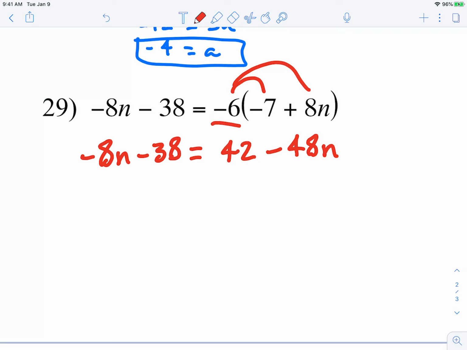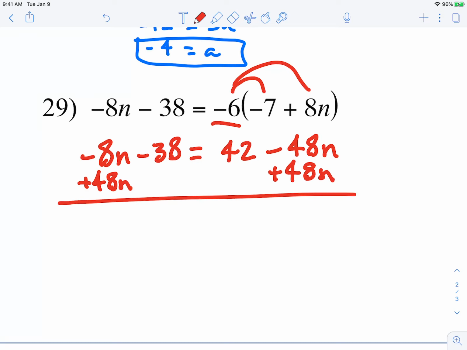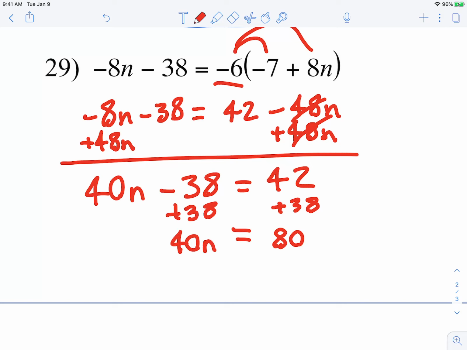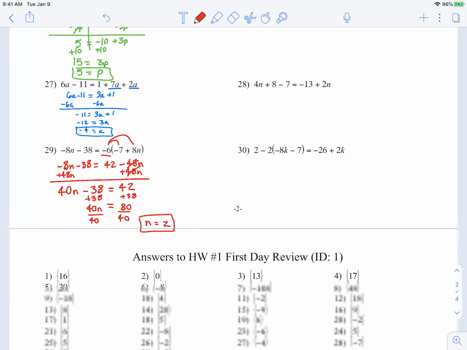Okay, and then I guess we need to get all of our n's together. I'm going to add 48n, and then when I do that, that'll make things positive eventually. Those cancel out. That should be 40n minus 38, and then equals 42. We'll add 38 to the other side, so that should give us 80. Or I'm sorry, not 40, 80. 40n. And then that'll actually divide out real nice. Should be n equals 2 for your final answer.